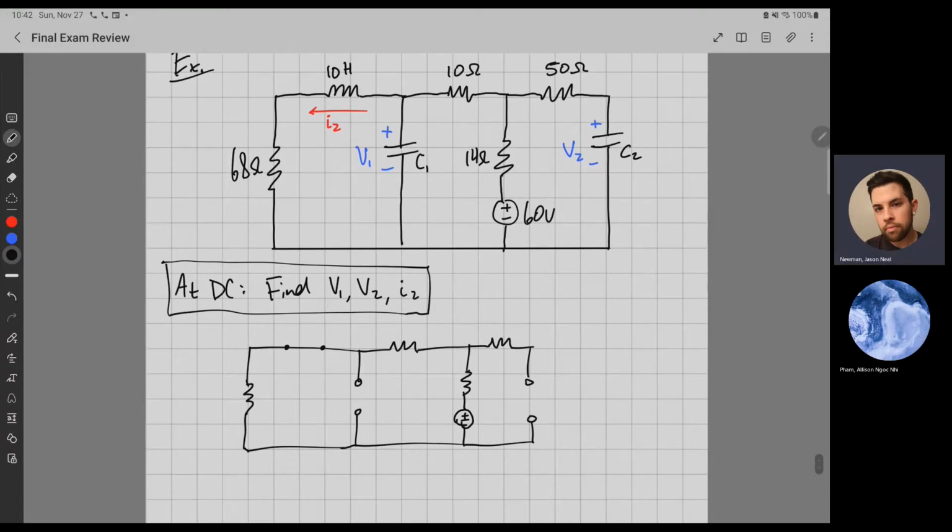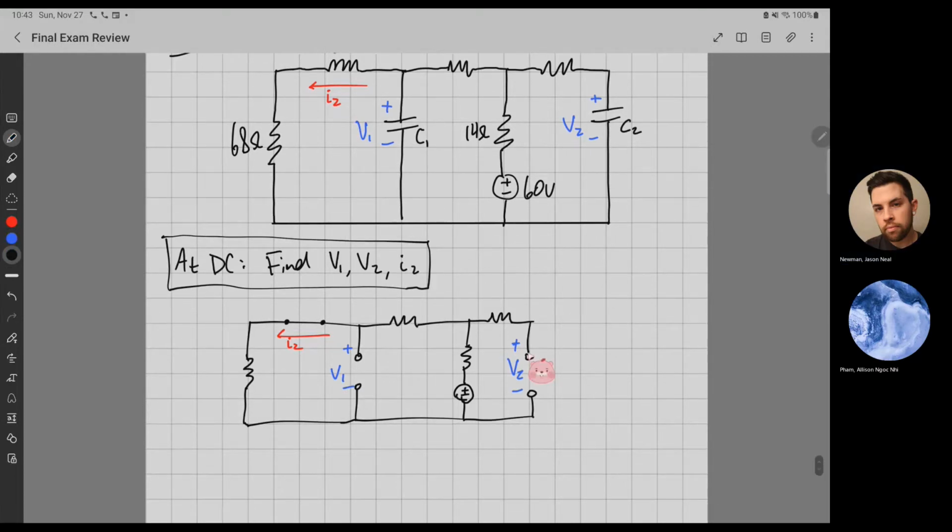So what do we need to find? We need to find V1, which is the voltage across this capacitor, V2, which is the voltage across this capacitor, and I2. So we need to find I2, V1, V2, and that's it. So first thing I would do is understand that because this is an open circuit over here, this is an open circuit, this resistor does not matter, right?